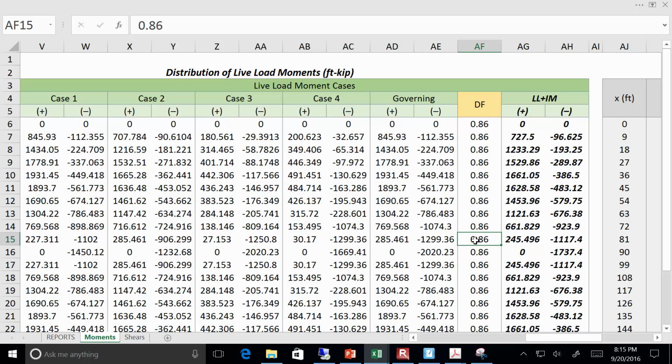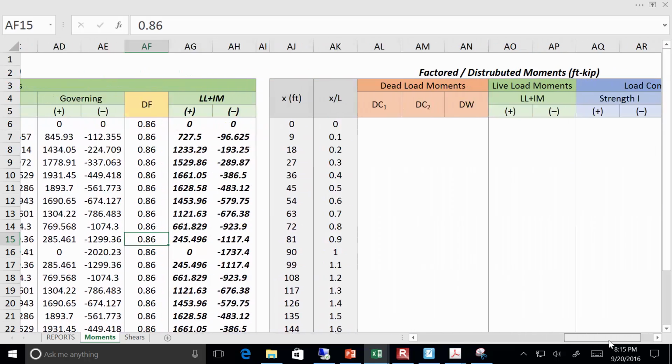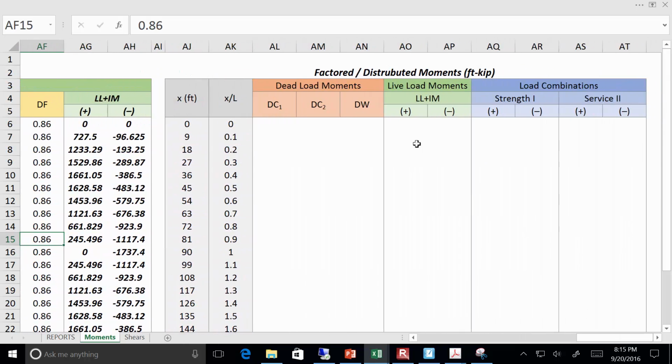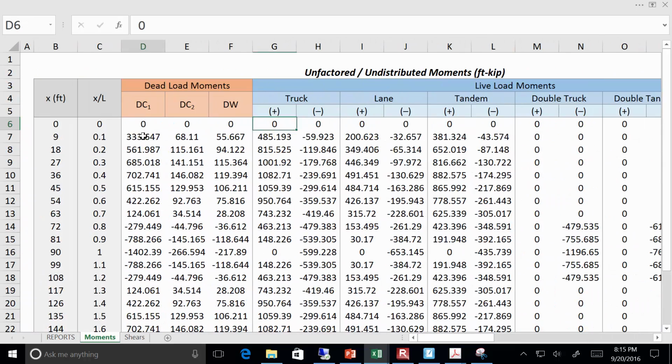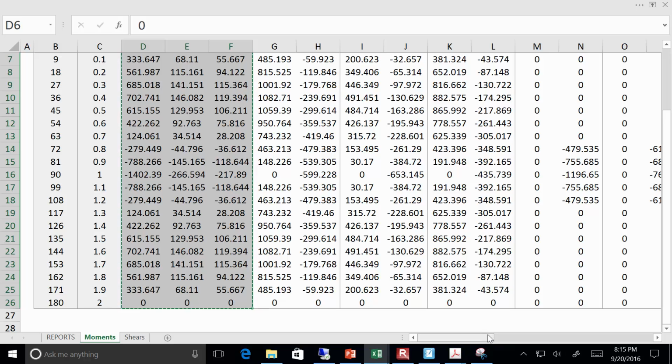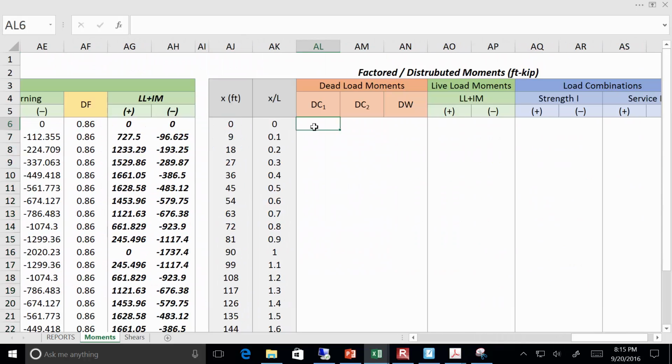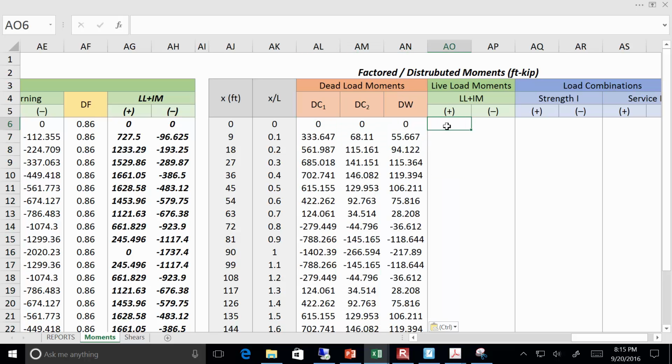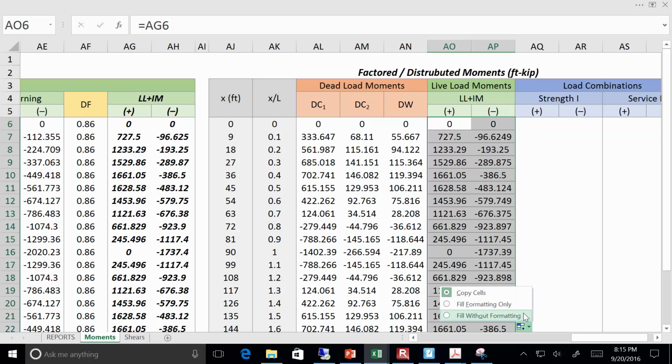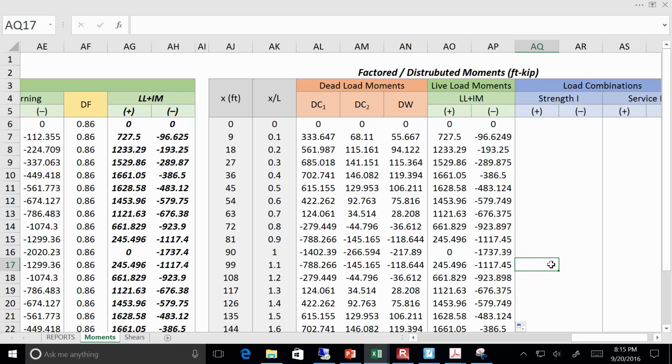So let me sort of go over here. I created another little table here for my load combos. So let me go ahead and fill it in. My dead load moments, I'm just going to be lazy and copy and paste that. I'm going to copy and paste this right there. So these are my dead load moments. My live load moments come from right here. Okay. So here are my dead load moments. Here are my live load moments, right?